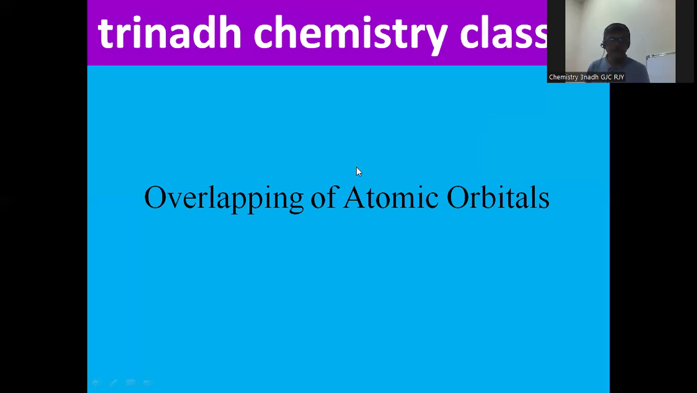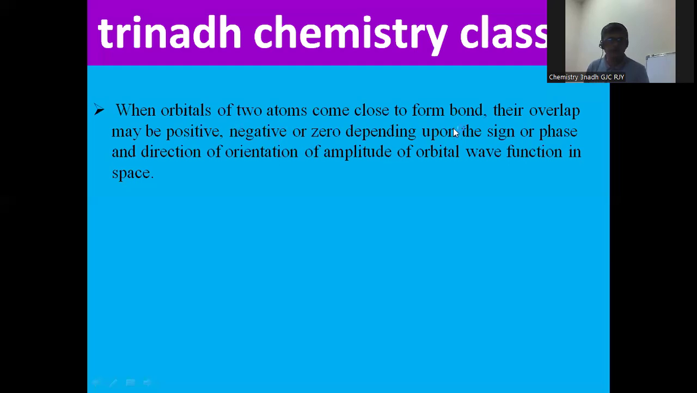Now let me discuss overlapping of atomic orbitals. When orbitals of two atoms come close together to form a bond, their overlap may be positive or negative or zero, depending upon the sign or phase and direction of orientation of the amplitude of the orbital wave function in space.